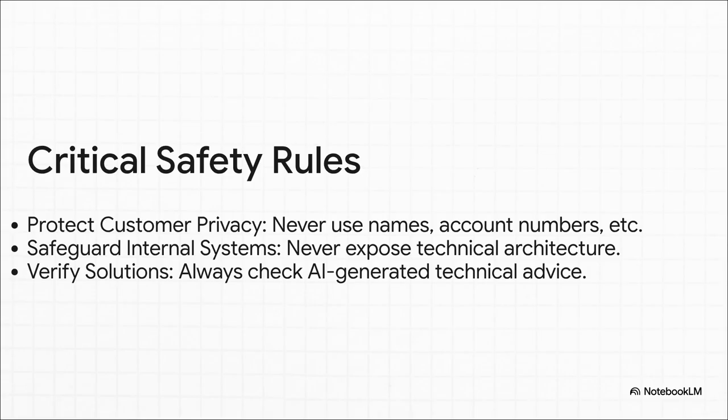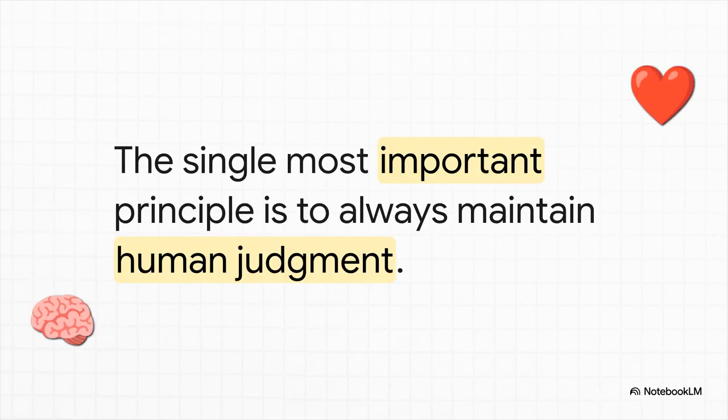Rule 2, safeguard your systems. Don't ever describe your tech stack or internal processes to the AI. That's just asking for trouble. And Rule 3, verify everything. AI is smart, but it's not perfect. A human has to double-check any technical advice before it gets sent to a customer. No exceptions. But if you only remember one thing from this whole checklist, make it this one.